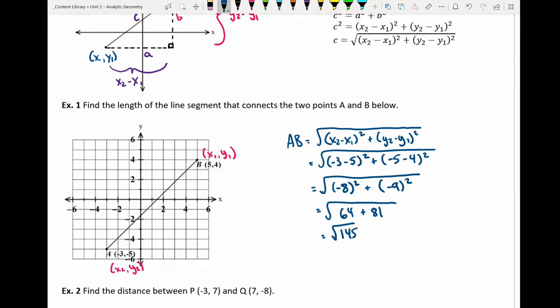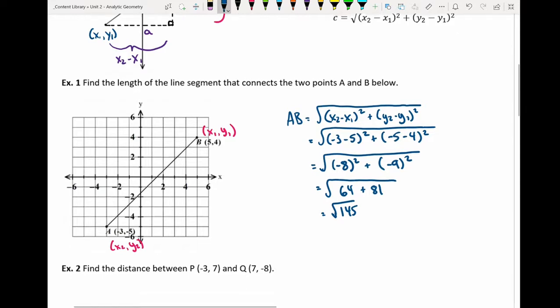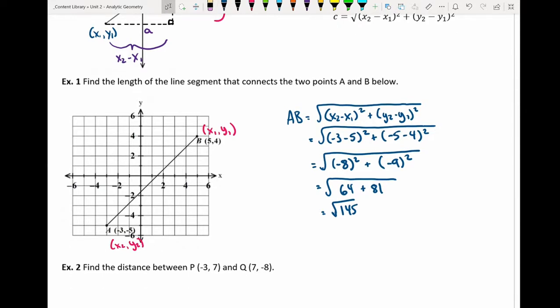And if you want to find an exact value, you can go through and calculate the square root of that, or you can just leave it to be a little bit more specific, because if you do actually go through and calculate it, you may end up with 12.04 and a few decimal places, so it may just be easier to leave it as the square root of the number.